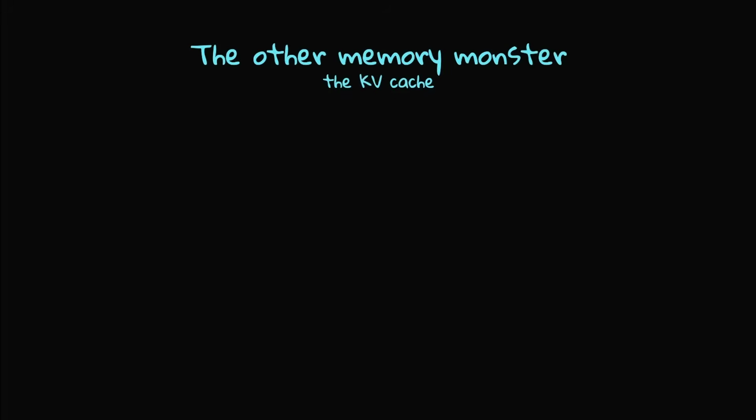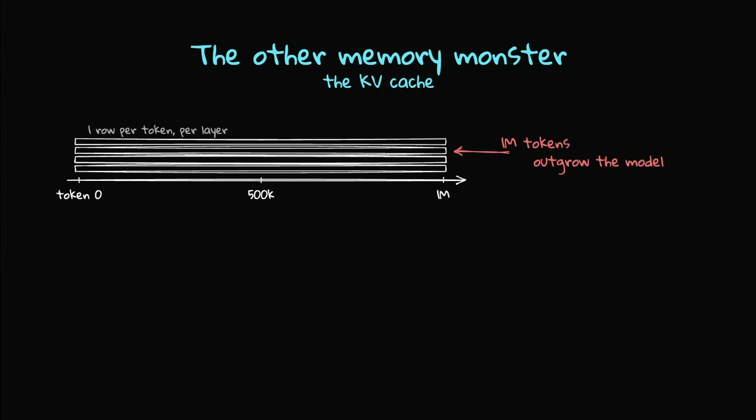Okay, so now weights were only half the story. The other monster is the KV cache, which is basically the model's working memory for your orchestration. Normally, every token you process leaves a record in every layer. At 1 million tokens of context on a classic architecture, that cache alone can outgrow the model itself.